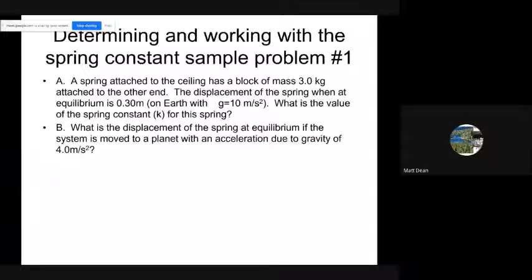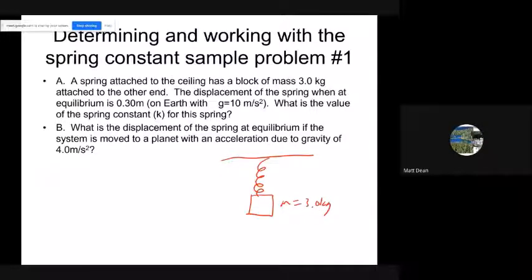So let's look at a quick problem for how we might deal with this. We've got a spring attached to a ceiling. So let's say this is the ceiling right here, and here's our spring. And it's got a block attached to it. Here's our block. The block has a mass of 3 kilograms. We're on Earth right now.